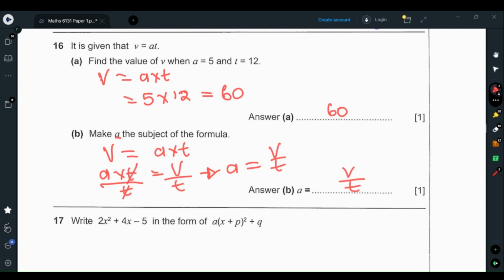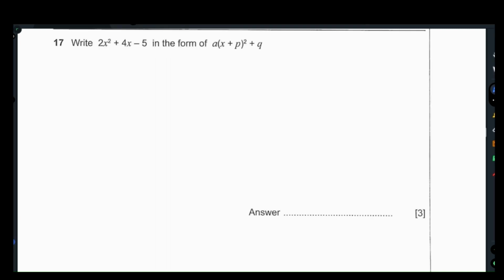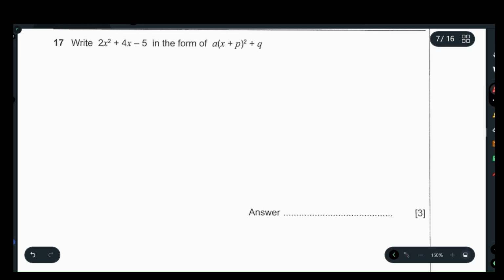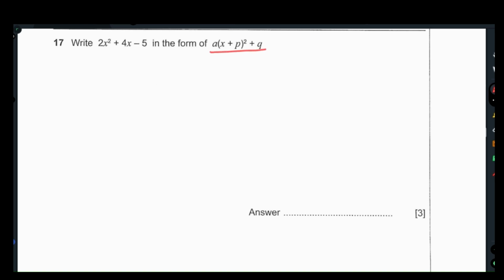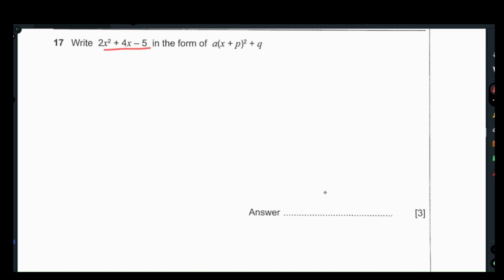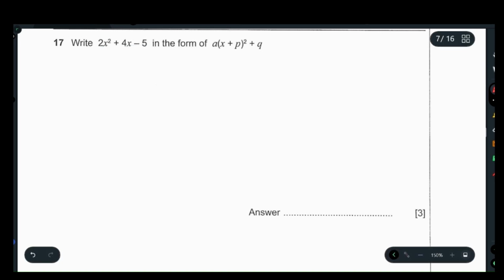Moving on to question 17. Write 2x squared plus 4x minus 5 in the form a, open bracket, x plus p, squared, plus q. We can get this in this form by completing the square. Let's go ahead and do that. We would first divide everything by 2.